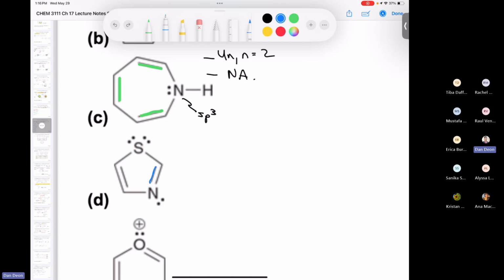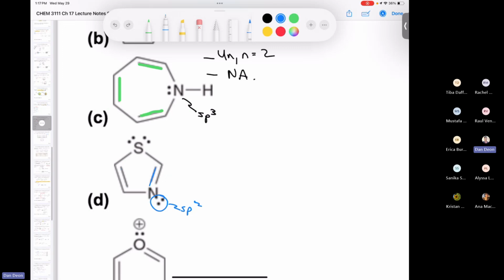There is only one p orbital on the nitrogen, which is making the pi bond. Therefore, the lone pair is in an sp2 hybrid orbital. So we'll put sp2 for this guy. That means there's a p orbital on the nitrogen, there's a p orbital on this carbon, and this carbon, right? All three of the carbons are sp2 hybridized.